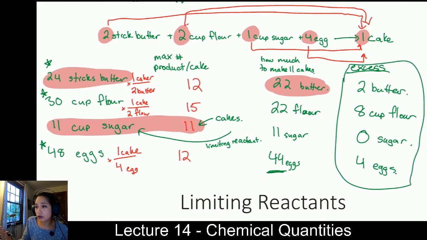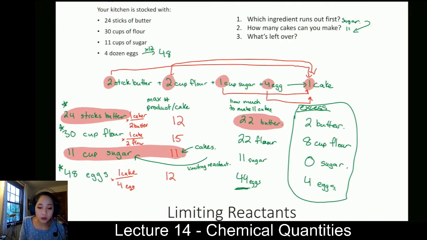What is left over? Butter, flour, and eggs are our excess reactants, and then we calculated how much is left over. So this is essentially, I can ask you questions, but with actual, real chemical reactions, not baking a cake, but it's still this same process where you have to figure out what runs out first. And the easiest way to do that is to calculate, okay, how much product can you make from that amount of reactant, and then choose the smallest one.